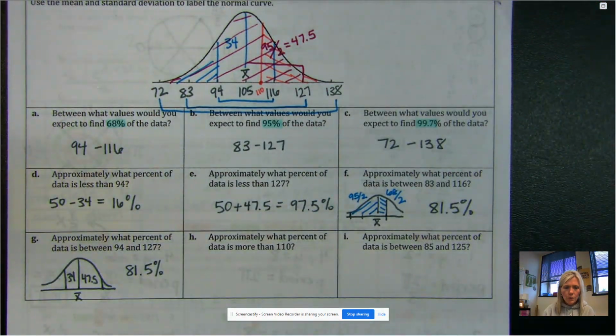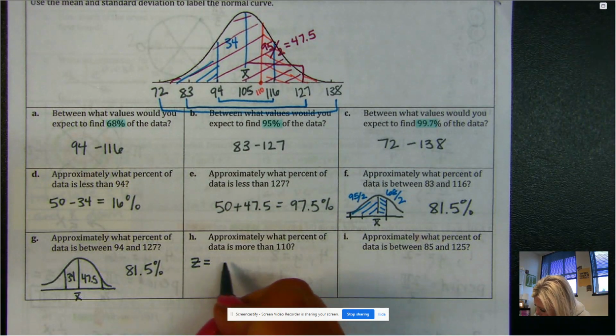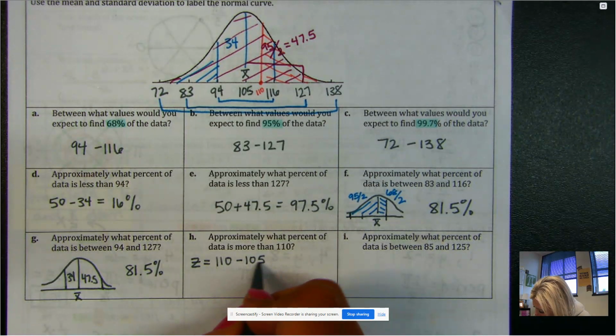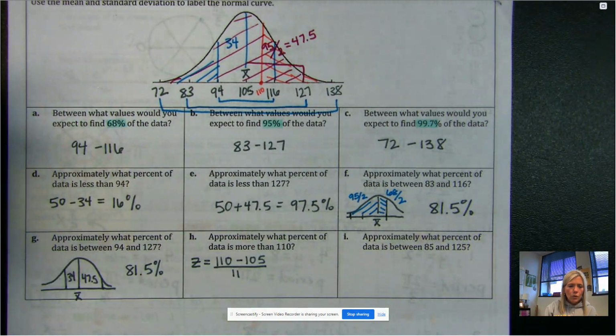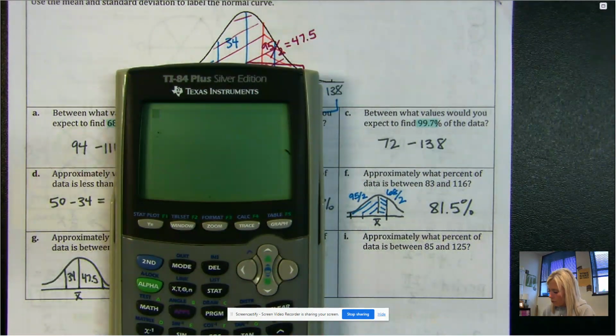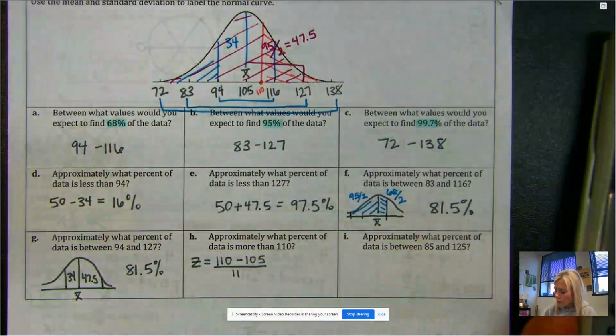Okay, so first we're going to find the z-score. That is equal to the data point 110 minus the mean, which is 105, and then divided by the standard deviation of 11. So I know 110 minus 105 is 5. So I'll just type it in: 110 minus 105, get the answer, and then divide it by 11. Following the rules of rounding, round to 2 places. So 0.45 is what we're going to use for a z-score.